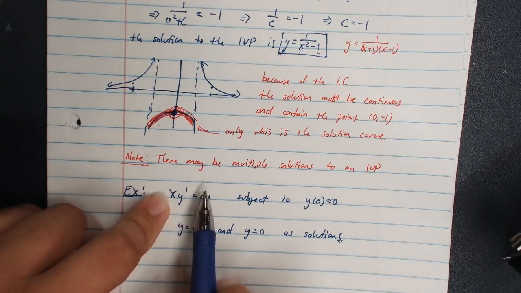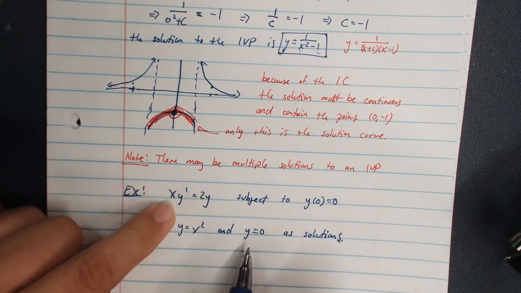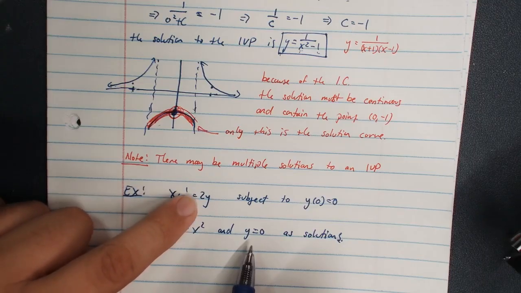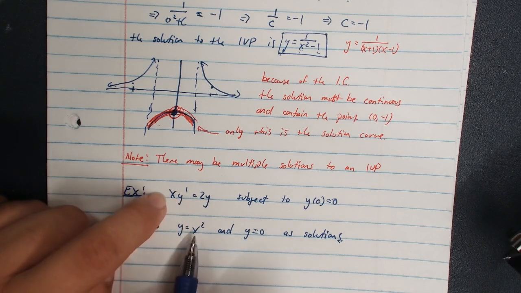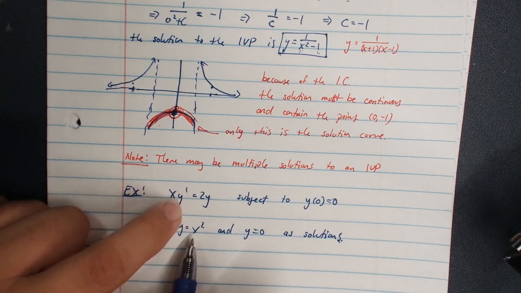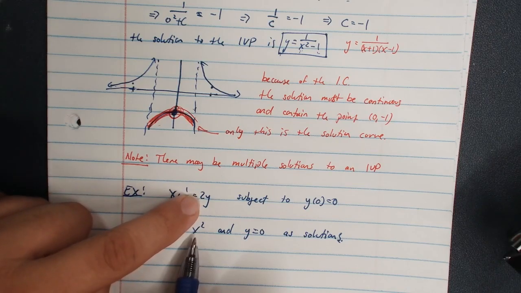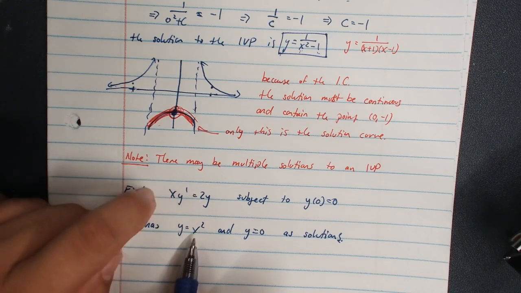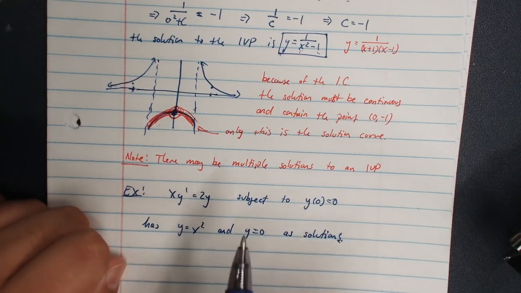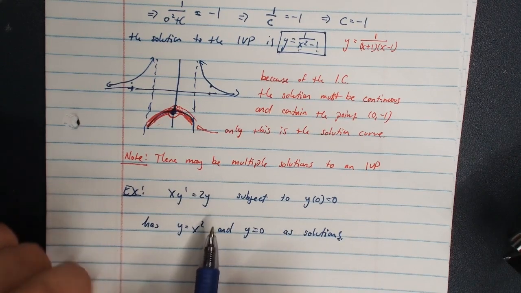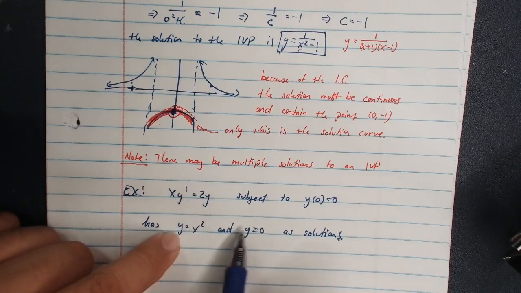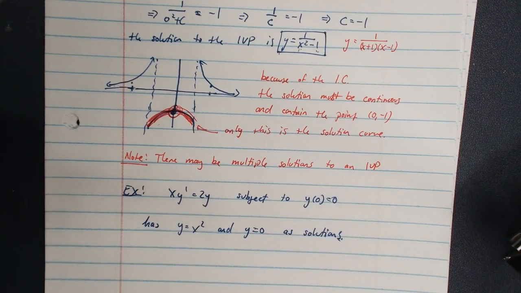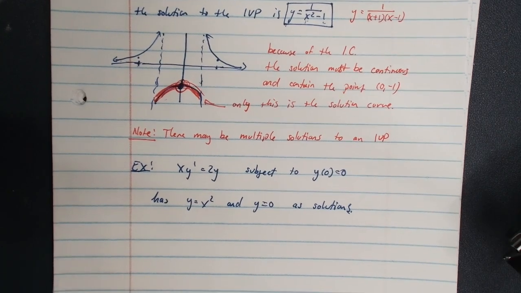But also, if you plug them into the differential equation, x times 0 equals 2 times 0. Yeah, that's clearly true. If I plug this one in, I get x times the derivative of x squared. So x times 2x, that's 2x squared. That's going to equal 2 times x squared. Yeah, 2x squared equals 2x squared. That is correct. So both of these are perfectly valid solutions because both of them satisfy the equation and both of them satisfy the initial condition. So there may be more than one solution to this.